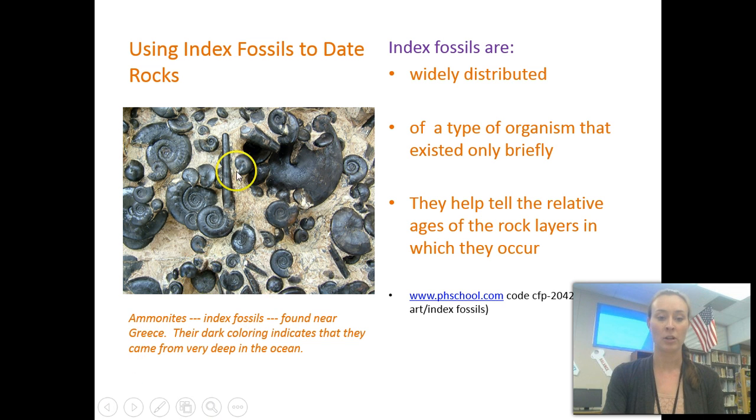So in the picture over here, we have ammonites, which are used as an index fossil. These ammonites were found near Greece, and their dark coloring indicates that they come from very deep in the ocean. These ammonites were hard-shelled animals, and they only lived a couple million years.